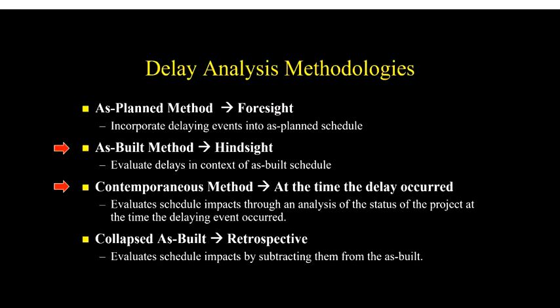And so here you have four major classifications of methodologies. As I mentioned before, each of these is going to have multiple flavors, multiple ways of implementing it, and that yields different variations in the implementation. In this webinar, I'm going to give you a more detailed analysis and examples of these two methodologies, the as-built method and the contemporaneous method.